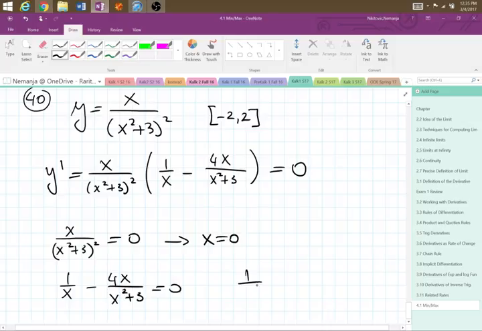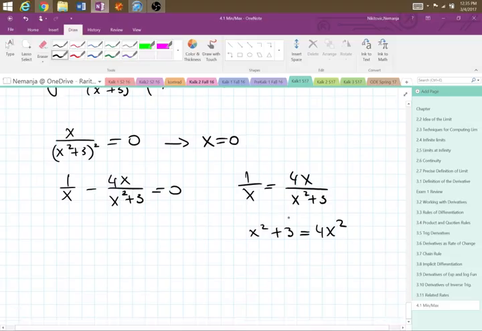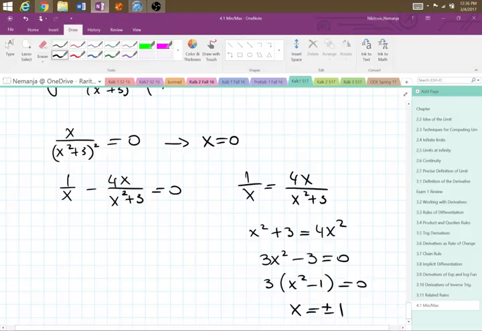So from here I have 1 over x equals 4x over x squared plus 3. Now cross multiply. We get x squared plus 3 equals 4x squared. And then move everything to the left, so it's 3x squared minus 3 equal to 0. Factor out 3, you get x squared minus 1. And we get x equals plus minus 1. Awesome. So we again have x equals negative 1, x equals 0, and x equals 1. And we plug those into the original problem to see what's what.